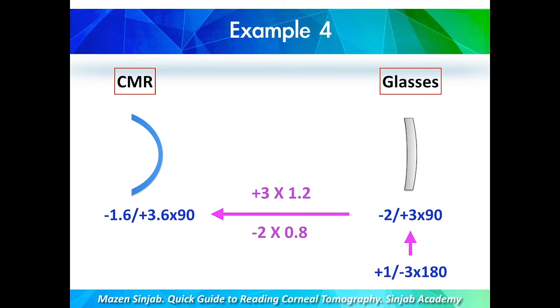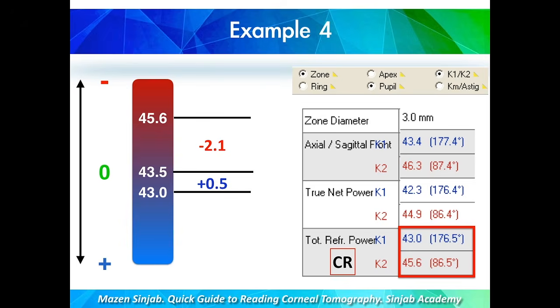Example number 4. A patient has plus 1 diopter sphere minus 3 diopter cylinder at 180, which equals minus 2 plus 3 at 90. And this can be translated into corneal manifest refraction minus 1.6 diopters plus 3.6 diopters at 90. Now, since we have sphere and cylinder, we need to study both K1 and K2, and we relate K1 and K2 to the scale in which the normal average K is the plano.